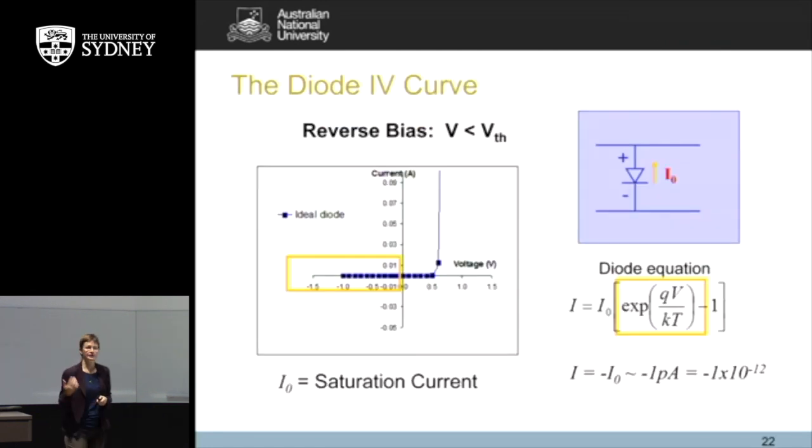So we can write this down in terms of an equation. Here we have this exponential function. I've written exp, that just means e to the power of, for those people who haven't seen that. If you take it into reverse bias, you have a negative voltage here, so this thing is very, very small and you can forget about it. Then we just have minus I naught. I naught is very, very small, so you have a tiny, tiny current here.